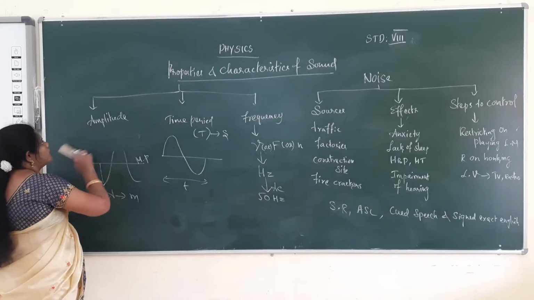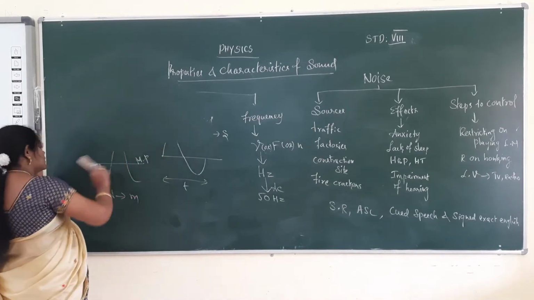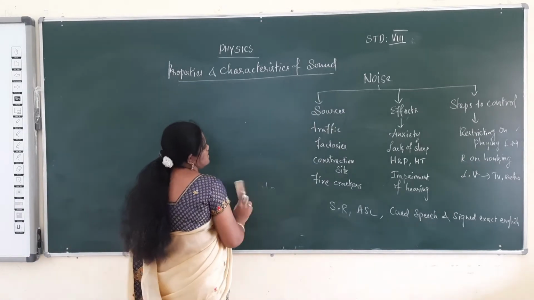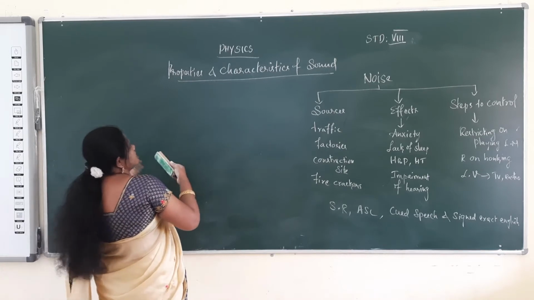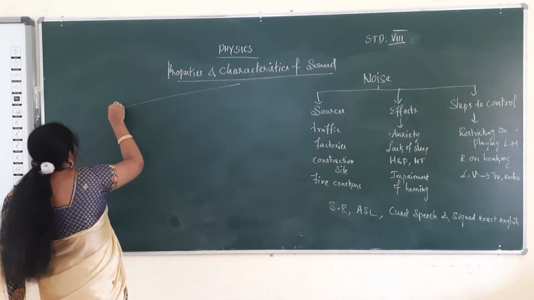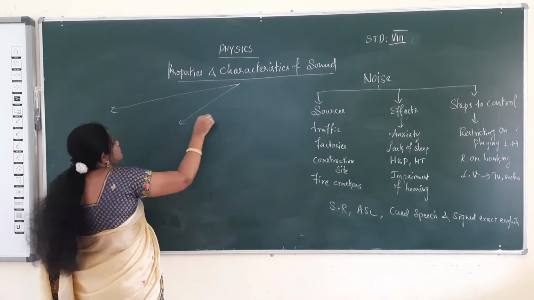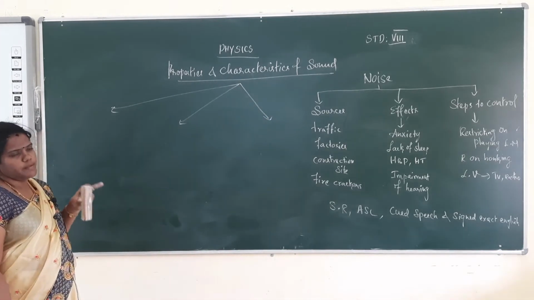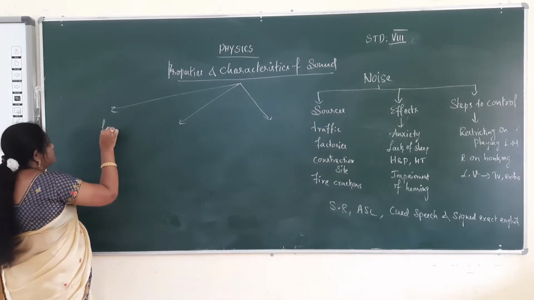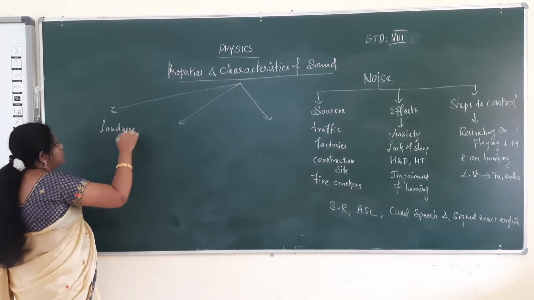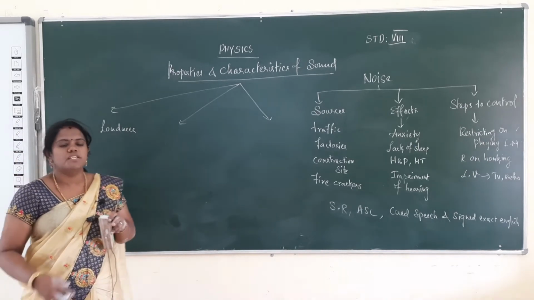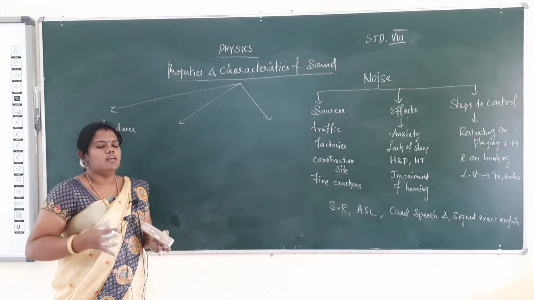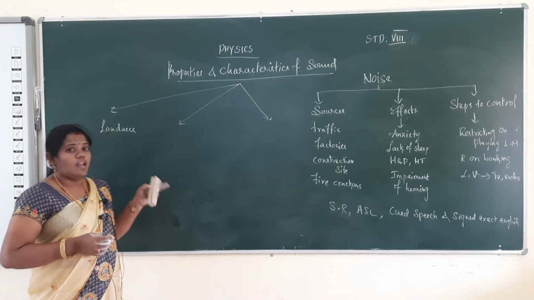Now we will go for characteristics of sound. Characteristics of sound are 3. One is loudness. What is the meaning of loudness? Loudness means the sound has high amplitude.